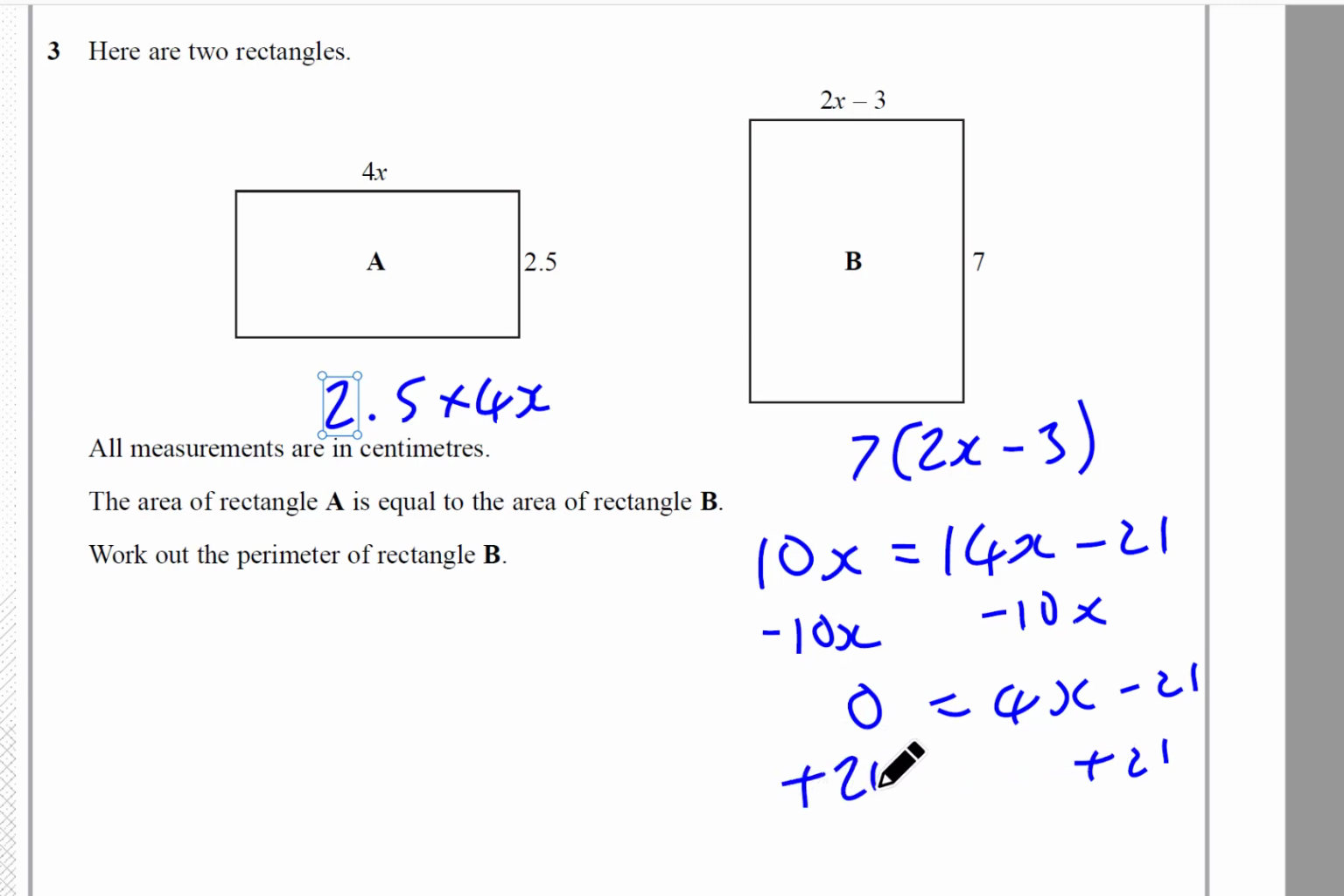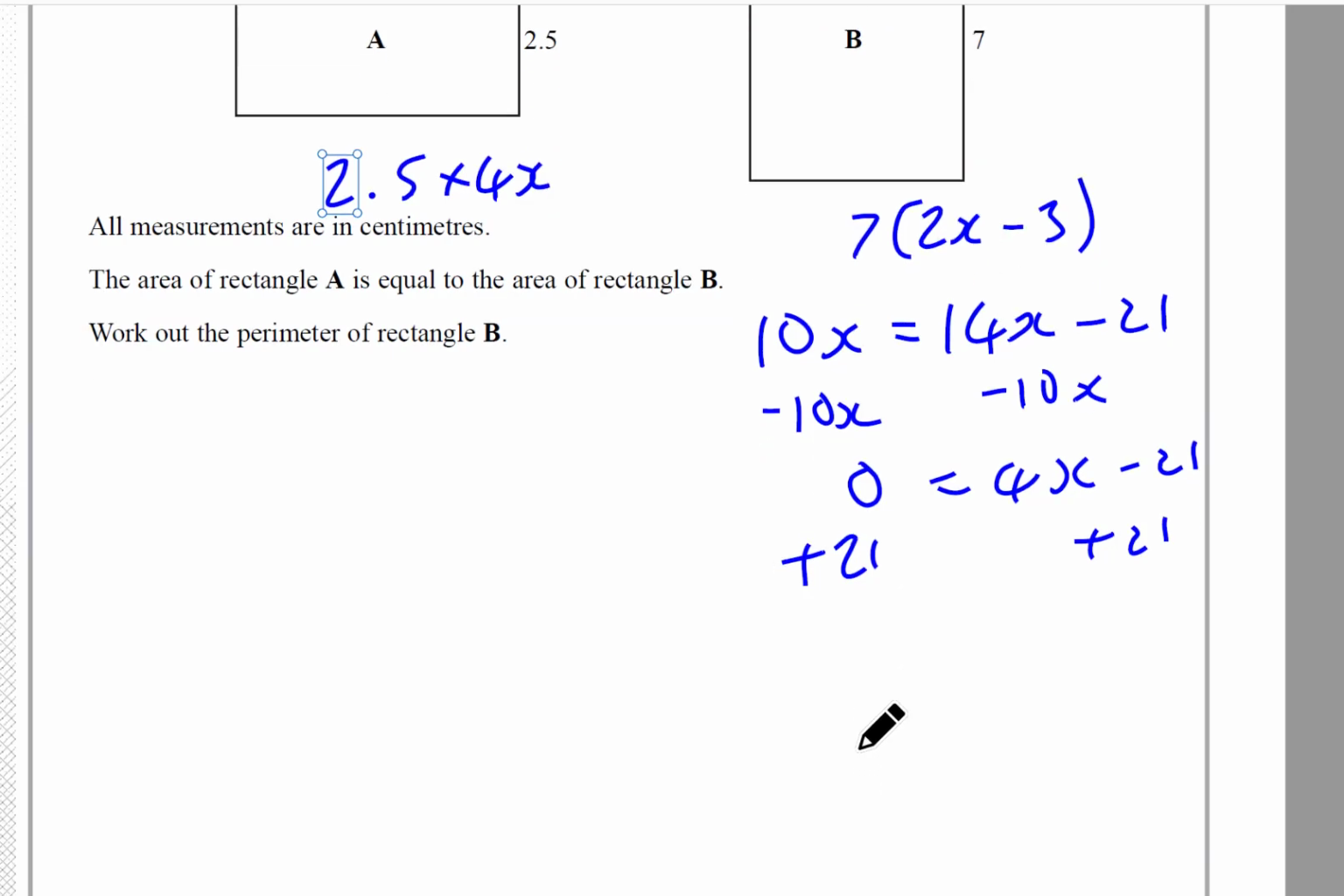Plus 21. And then we get 21 equals 4x. We should now divide by 4 here to get left with x. So x equals 21 over 4. And this is a calculator test, but you should know that is 5.25. So you can use a calculator to work that out, or use a bus stop, but you might as well double check with the calculator to ensure that you've got this perfect.